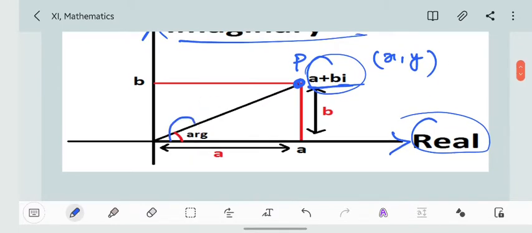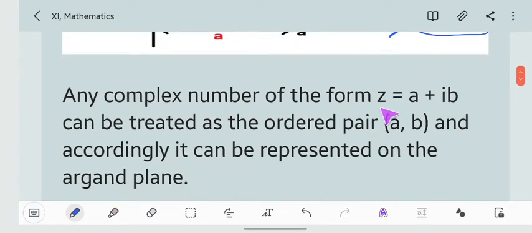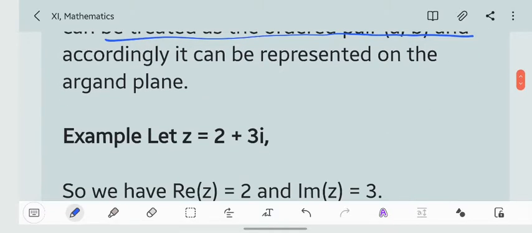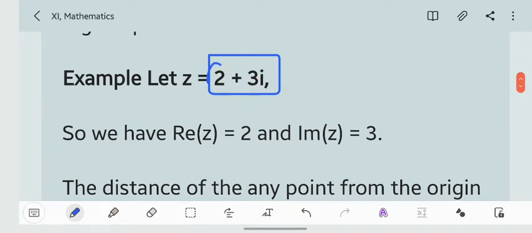And this arg is the argument. The argument is the amount of angle made with the real x-axis. Any complex number of the form z equals a plus ib can be treated as the ordered pair (a, b), and accordingly it can be represented on the Argand plane. Example, let's say z equals 2 plus 3i. How does this number get represented on the plane? We have real part 2 and imaginary part 3.